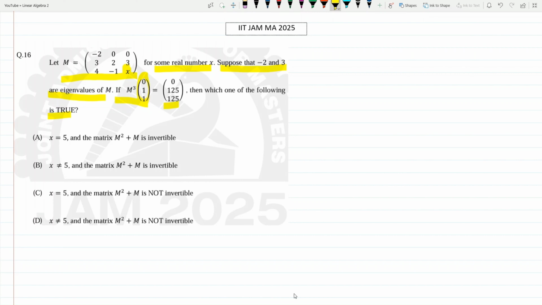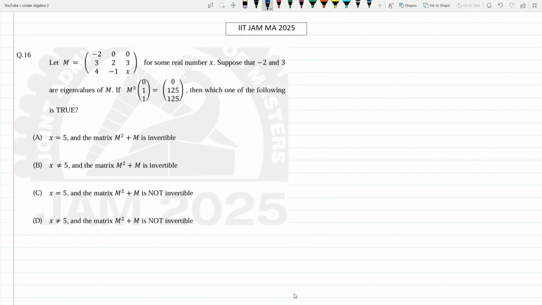It is worth noting that we have x equals 5 and x does not equal 5 in all the 4 options. And then we have the other half to check whether M square plus M is invertible or not. So thus we have 2 parts to check. One is the value of x, if it is 5 or not 5. And the other one is whether the matrix M square plus M is invertible.